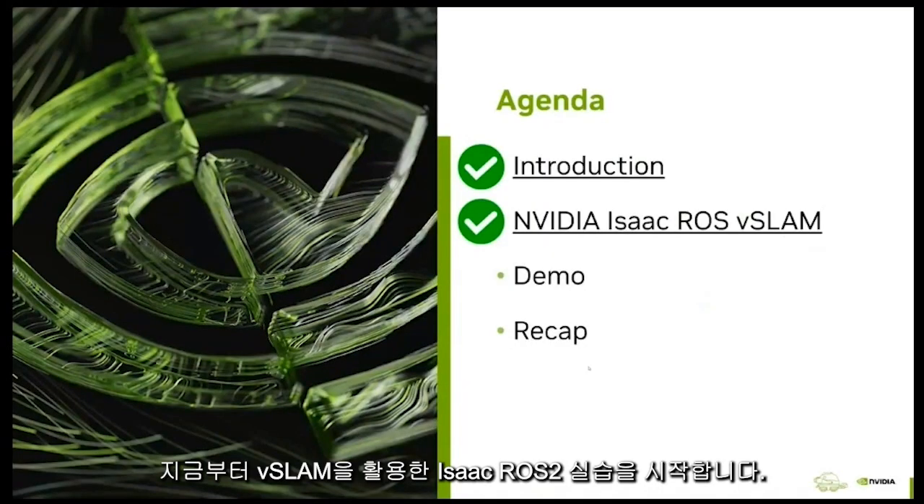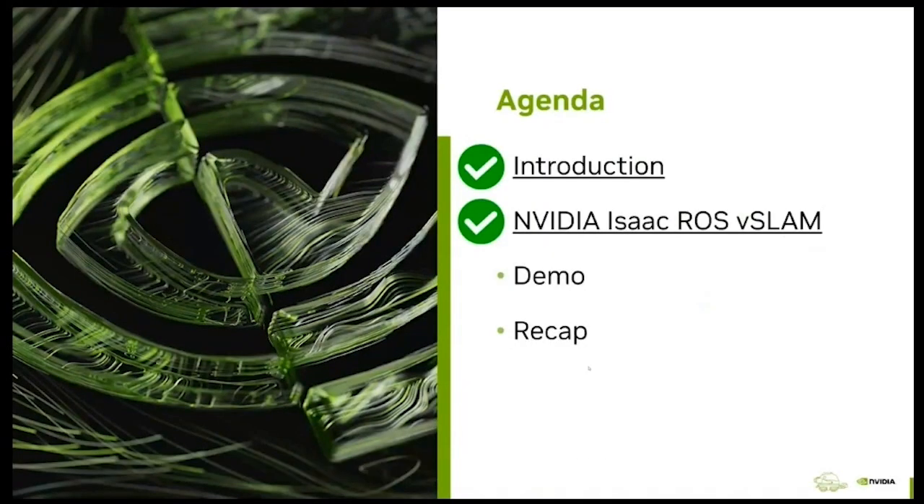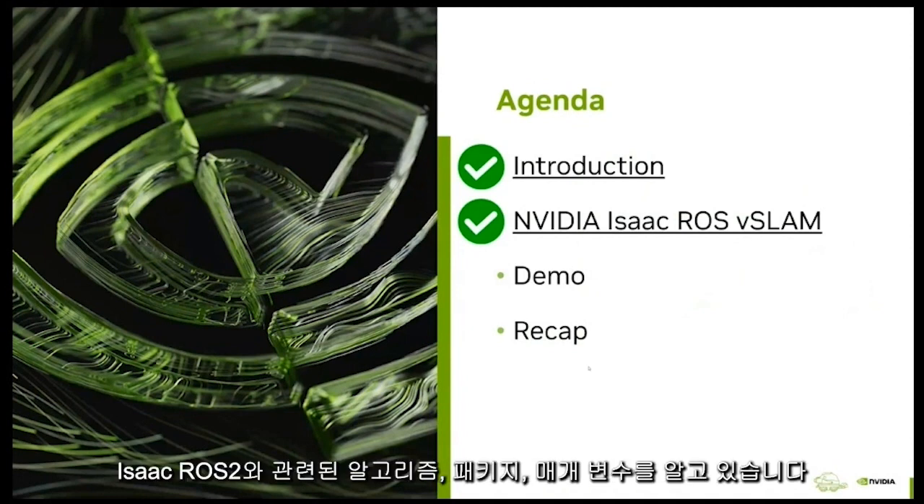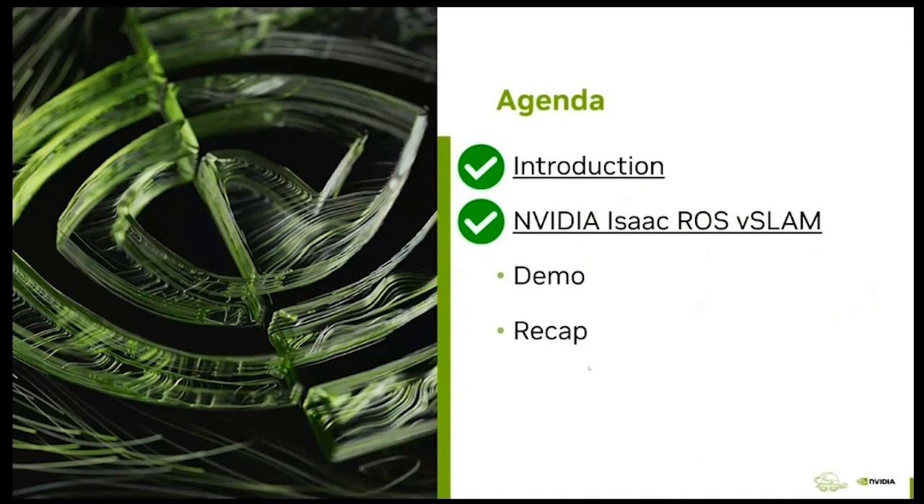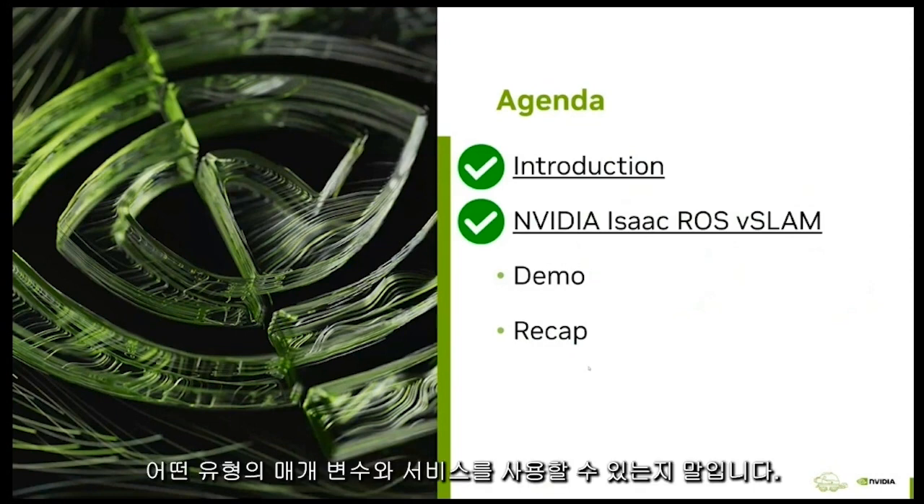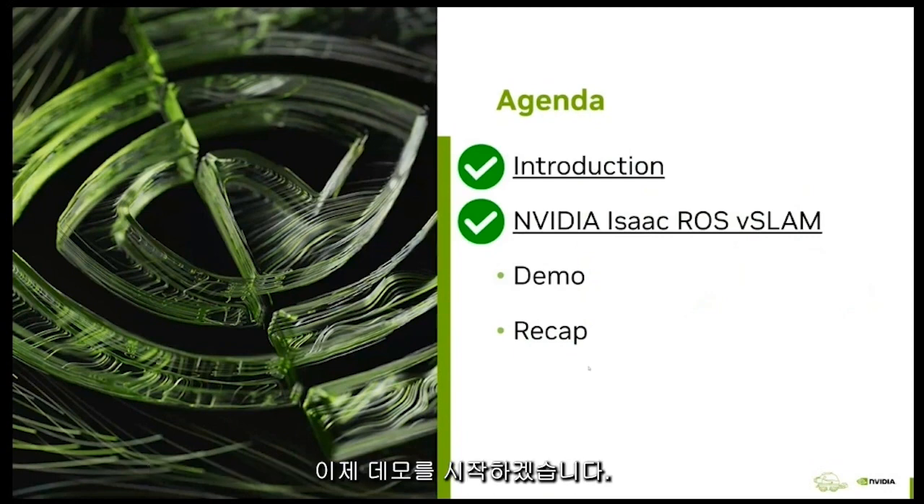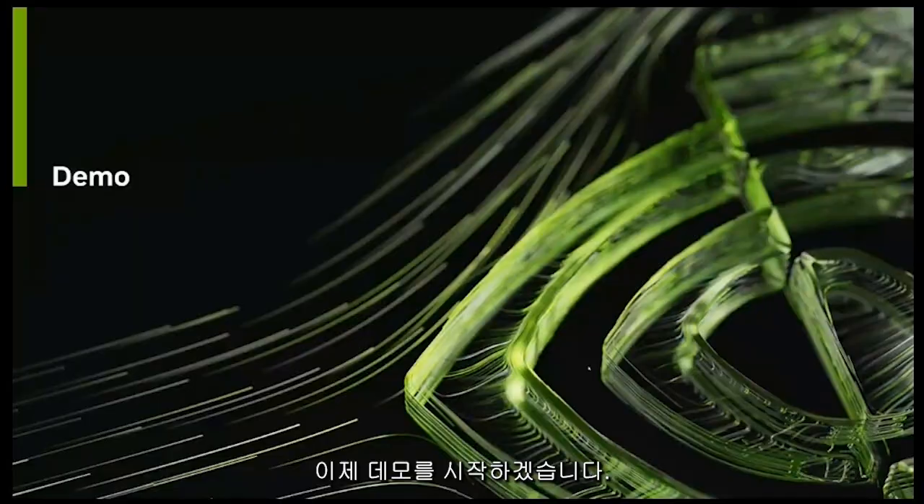Finally, we have Isaac-ROS VisualSlam. We know how the algorithm works, how the packages work, and how many parameters you can use. I only show a part of these parameters: which type of topics you need as input and output, and which parameters and services you can use. Now let's jump into the demo.